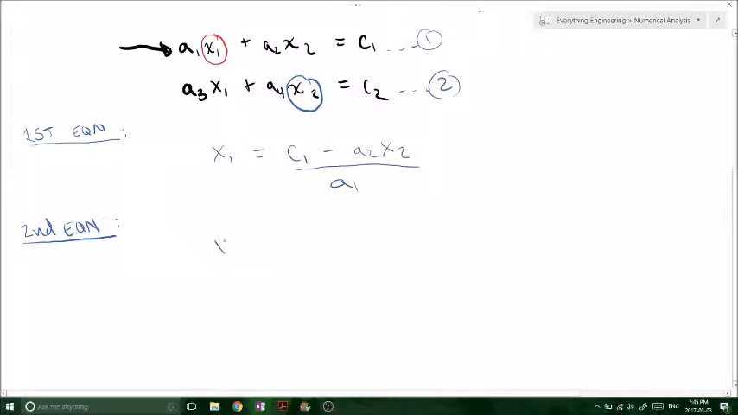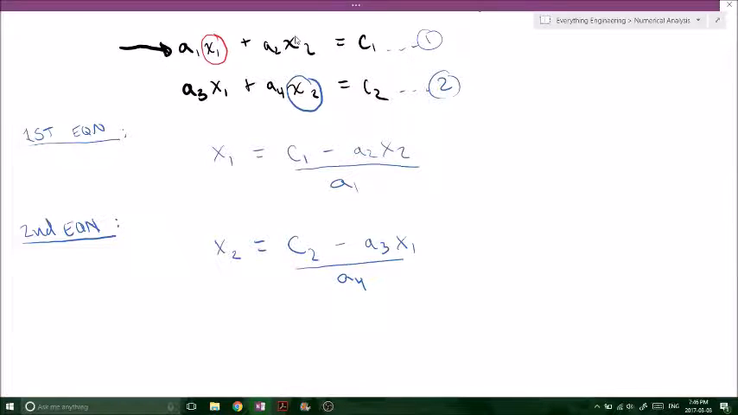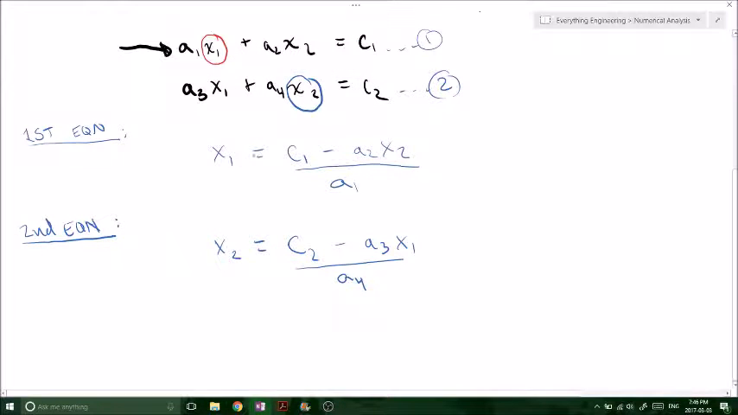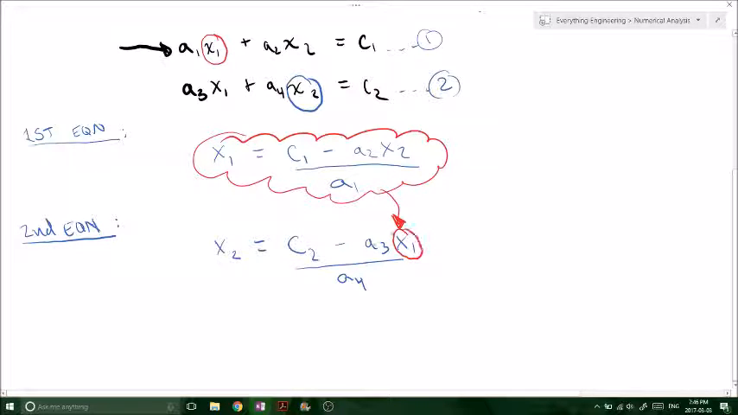Rearranging, we get x2 equals, and the only trick at this step is that we've got a new value for x1, so we just have to make sure that we plug that new value that we just calculated into our x2 function.